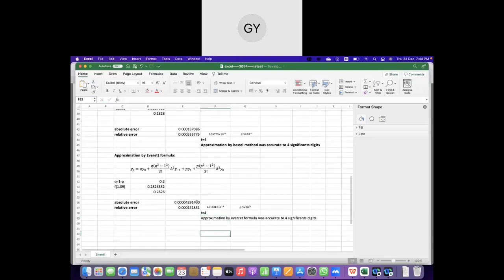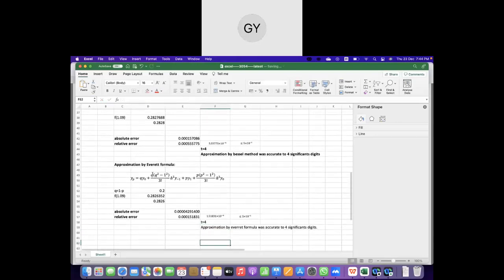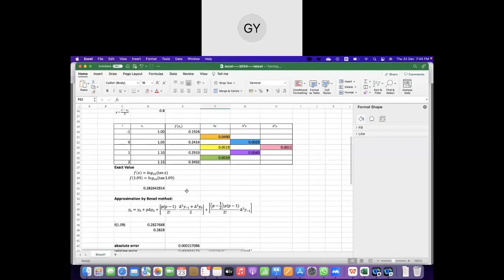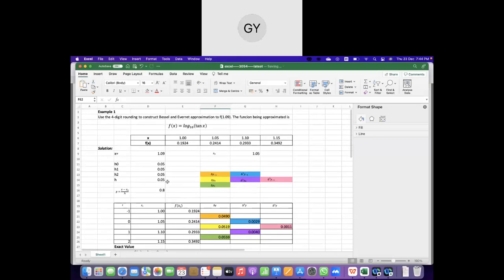So the approximation by the Everett formula is complete, and that's all for the solution for example 1. And thank you for looking at the solution and listening.